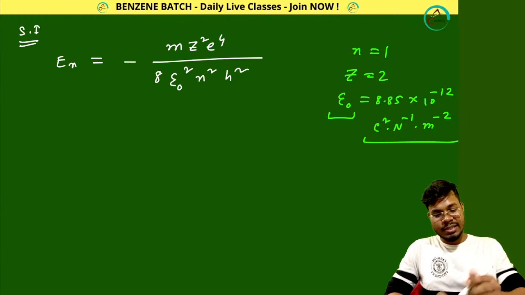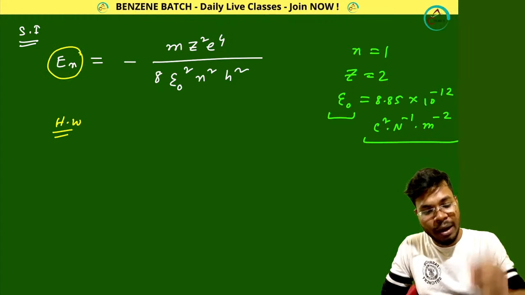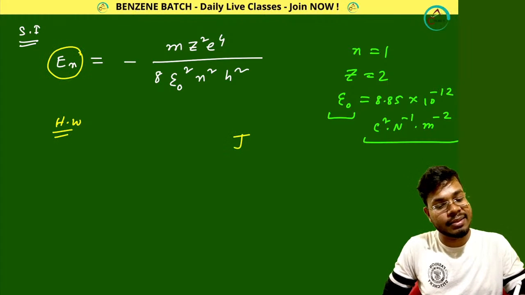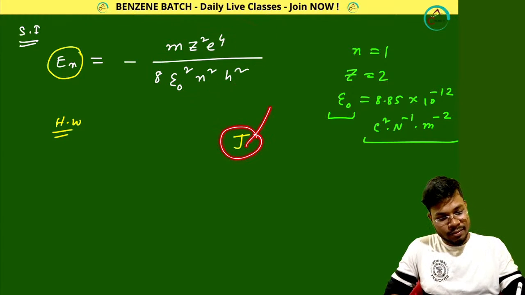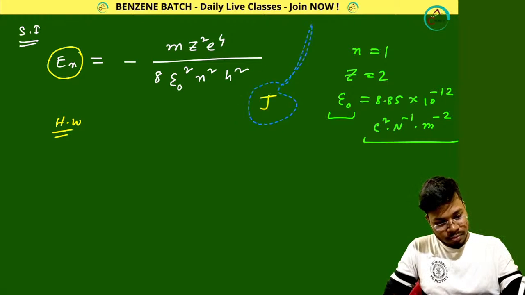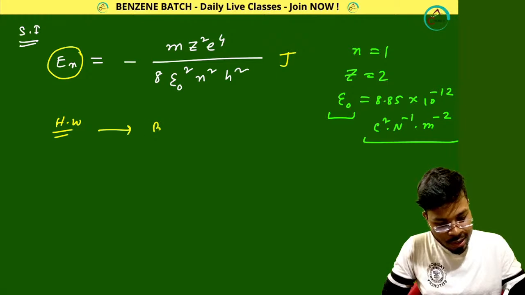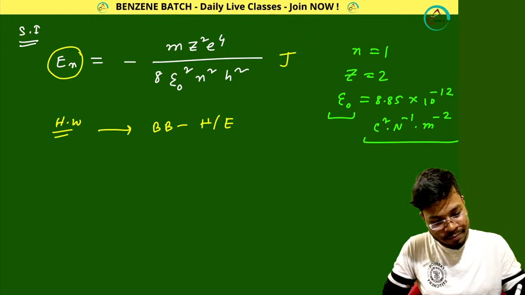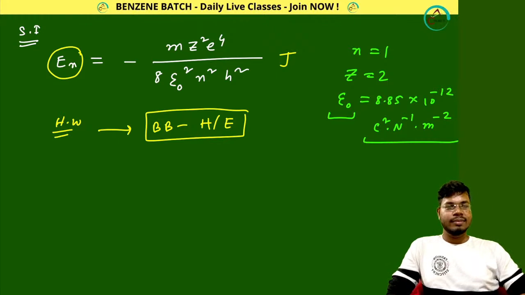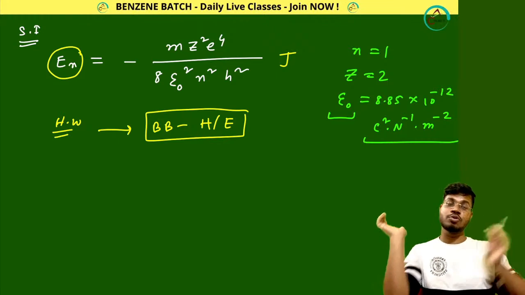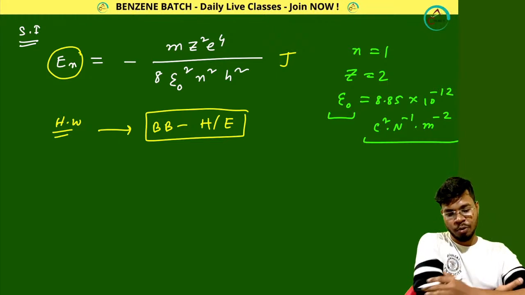Okay, so this is your homework again. I am not going to solve this. And the energy unit will be in joule, but don't write joule directly, please. Write joule after unit conversion, please. Okay. So this is your homework. Solve it and submit it to the benzene batch. Perfect. I have given you the hints how to do that, but you have to solve this. I hope you have noted this down.